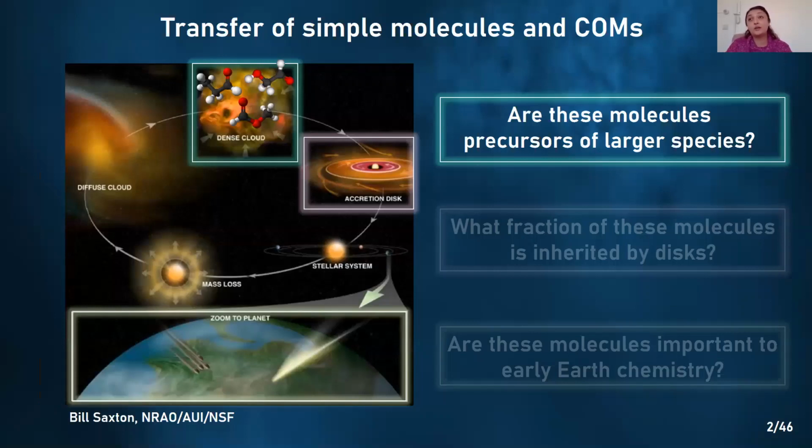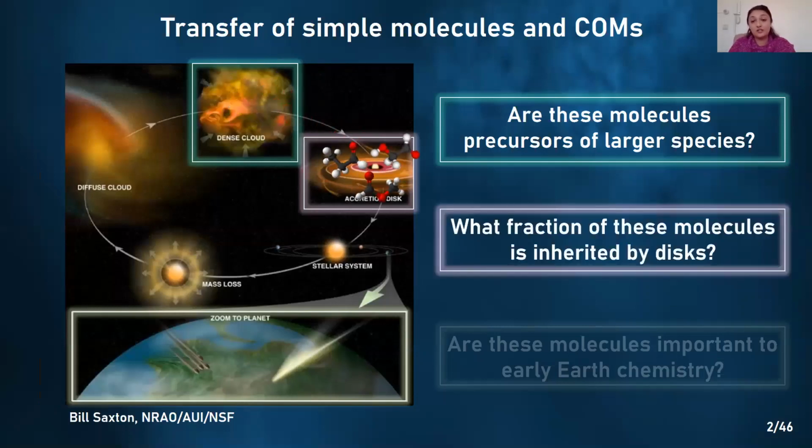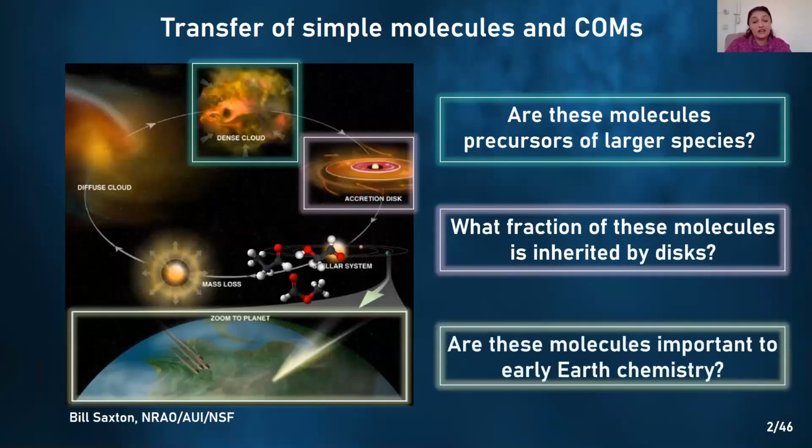So some of the big questions that we still have, for example, are: when these molecules are released into the gas phase during the warm-up period, do they participate in further reactions? What fraction of these molecules is inherited by the protoplanetary disk? And an even more fundamental question, are these molecules essential for chemistry on the early Earth? So if we want to better understand our origins, it's important to investigate the formation of molecules in interstellar clouds that we may have potentially inherited.